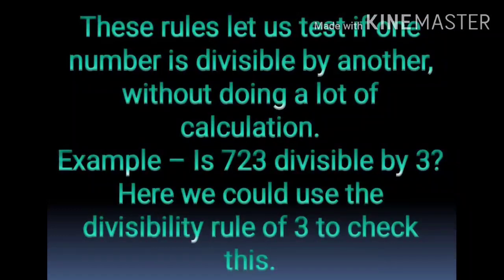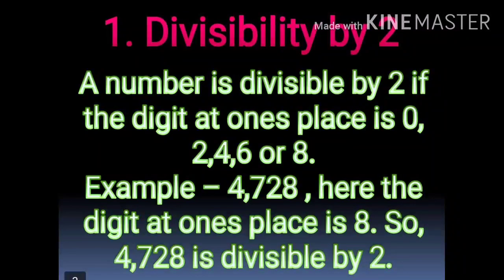Now, if I want to know whether 723 is divisible by 3 or not, I have two options for that. Either I can try dividing 723 by 3, or I can use the divisibility rule of 3 to know whether it will be exactly divisible by 3. So let's start with the rules now. The first is divisibility by 2.